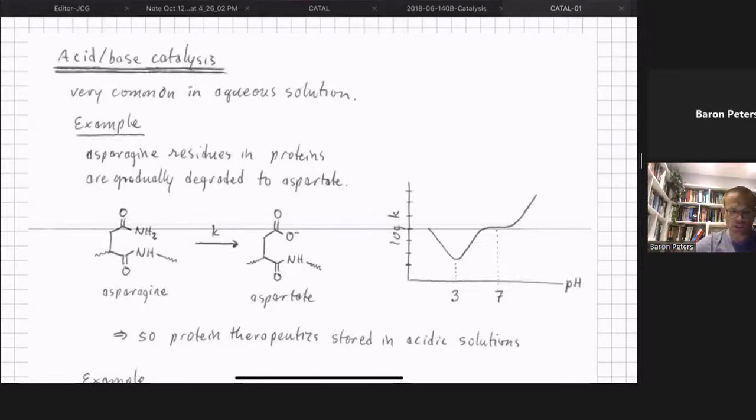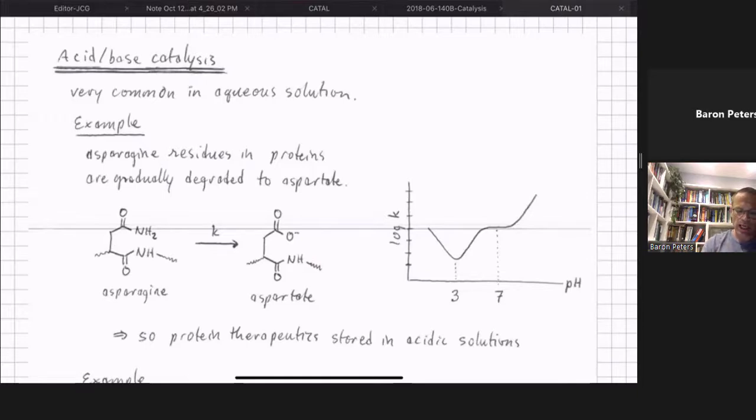All right, in this lecture we're going to talk about acid-base catalysis. This is very common in aqueous solution and probably quite important to all of you who are thinking about a biomolecular option. A lot of the chemistry that happens in living organisms involves a lot of this acid-base catalysis.